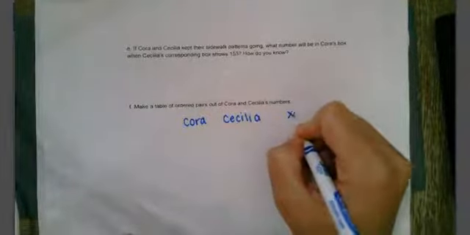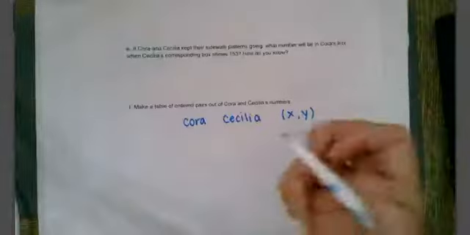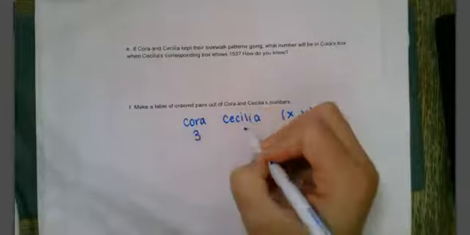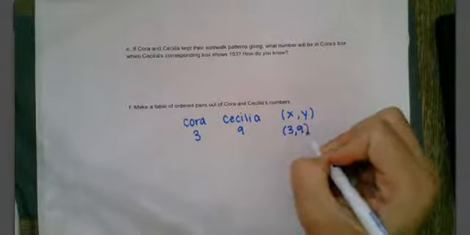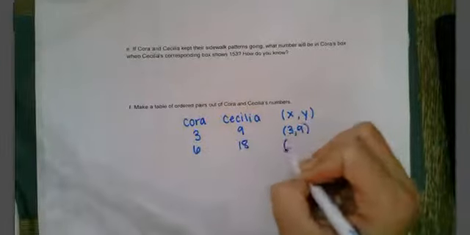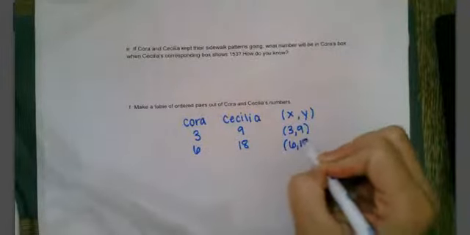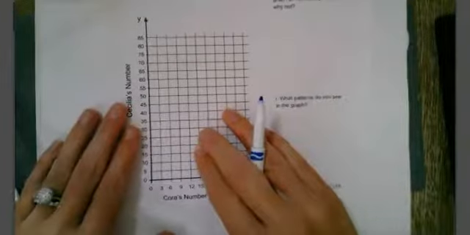and then X, Y. So let's go back to this one. In that first box, it's 3, 9, so this would be 3, 9. And then the second box, it was 6, 18, so this would look like 6, 18. And you're going to list 10 of those. Then you're going to graph the pairs on the coordinate plane right here.